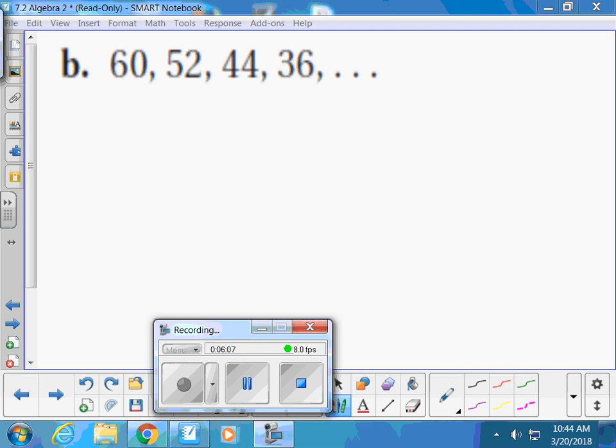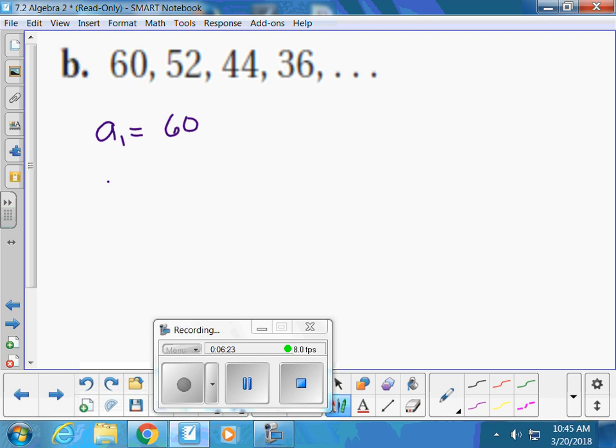All right, so it's the same exact prompt. Find the equation for this sequence of numbers, and then find the 15th term in the sequence. Okay? So first things first, yes or no, is it arithmetic? Yes. What is our first term? Perfect. What is our constant difference? Negative 8. This has got a negative constant difference.